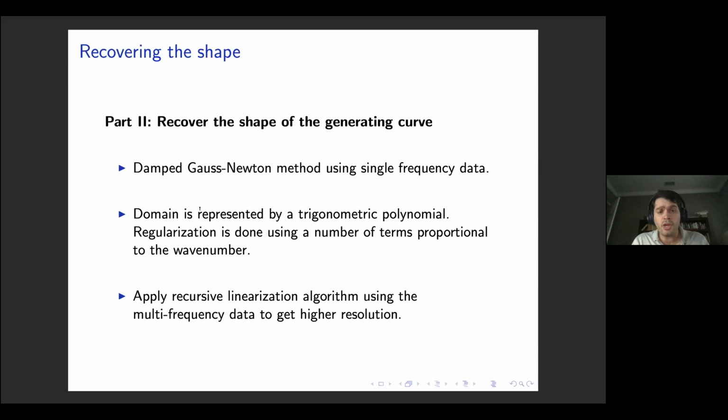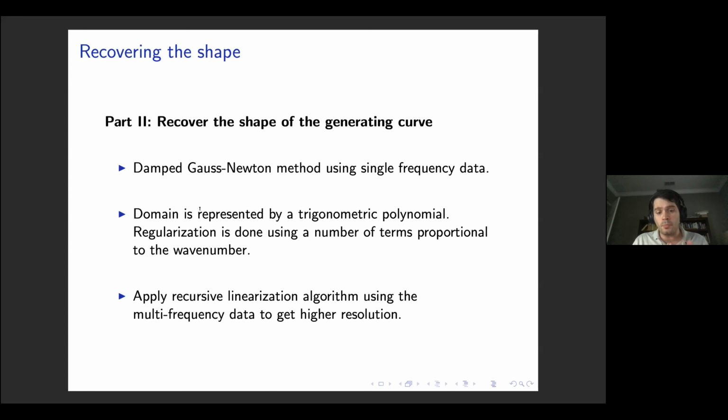So the way that we are going to regularize is that the number of modes that represent this trigonometric polynomial, the number of terms, is going to be proportional to the wave number. Okay, so the only thing here that needs to be addressed, now that you deal with the nonlinearity and the ill-posedness, is that, as I said before, there is a limitation on the detail that you can recover of the obstacle. It's going to be proportional to the wave number.